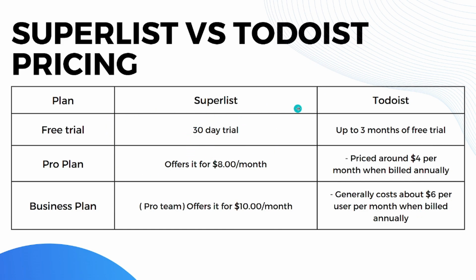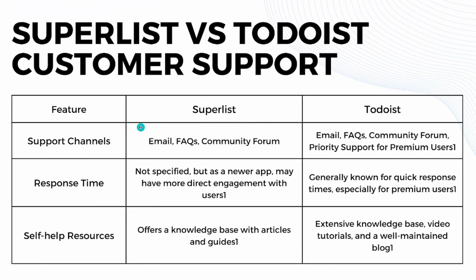So now let's go directly to the customer support. So when it comes to support channels, both Superlist and Todoist have email, fax, and a community forum, and priority support for premium users for Todoist. When it comes to response time, Superlist is not specified, but as a newer app, it may have more direct engagement with users, while Todoist is generally known for quick response times, especially for premium users.